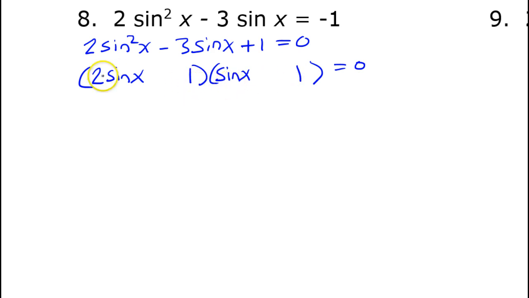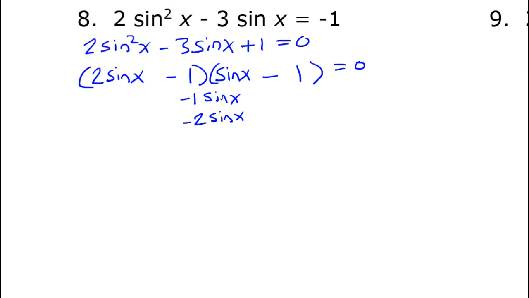Now inner plus outer must equal the middle. Inner, I have 1 sine x. Outer, if I multiply these, I have 2 sine x. The middle is negative 3. Negative 3 sine x. I will only get that if both of these are negative. So that means both of these have to be negative. Negative 1 times negative 1 is positive 1, so that's good.